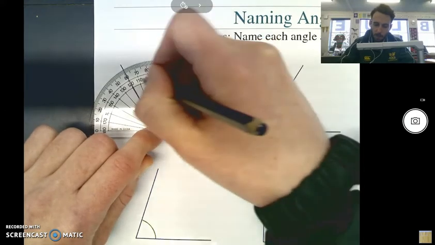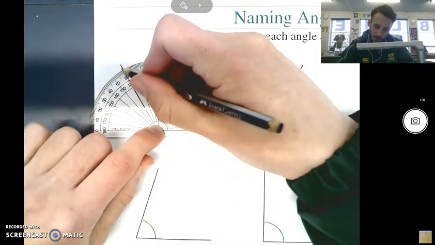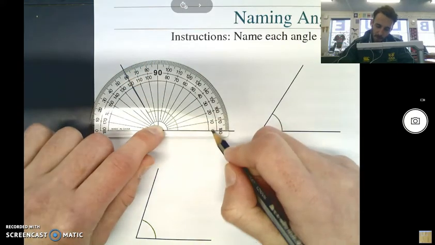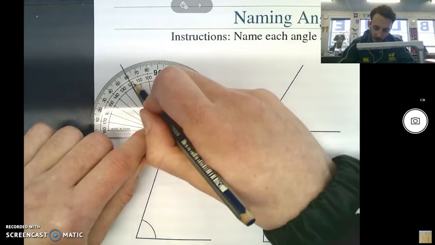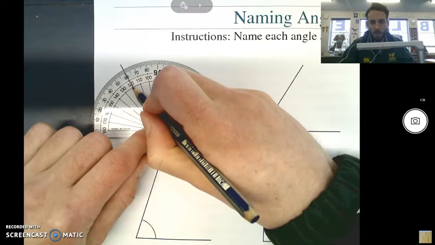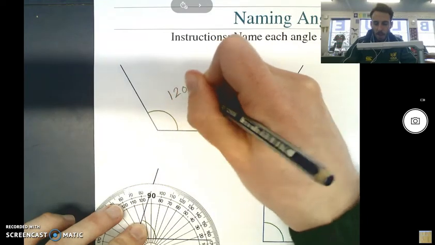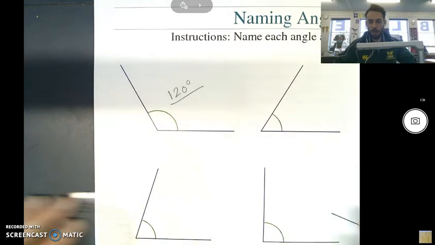So I'm going to follow it all the way around to where the line meets, and then I always like putting a bit of a dot here so you can see, and follow it down. Remember, we started on the inside numbers, so we go past 90 degrees, and it's roughly on 120 degrees. It's maybe off by 1 degree, but I feel like we can pretty safely round that. That angle is 120 degrees.